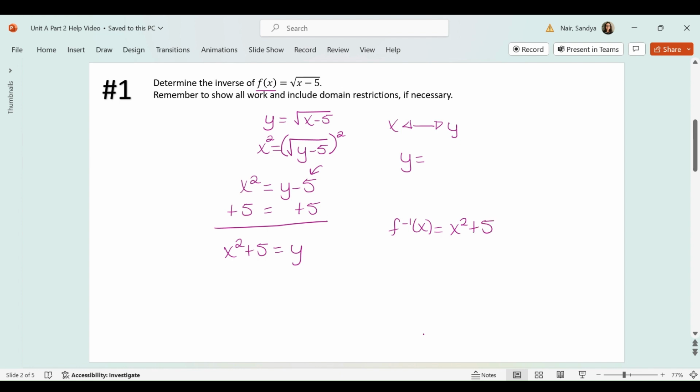Remember that the inverse of a square root function is a quadratic, so whenever we're writing these, we need to include our domain restrictions. We're going to restrict the domain, and so what we're going to do is take that part that's being squared, right? So the x is being squared, and we're going to say that's greater than or equal to 0. So this is how you find the inverse of the function described in number 1.